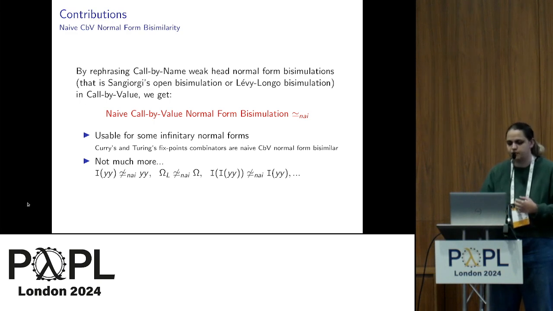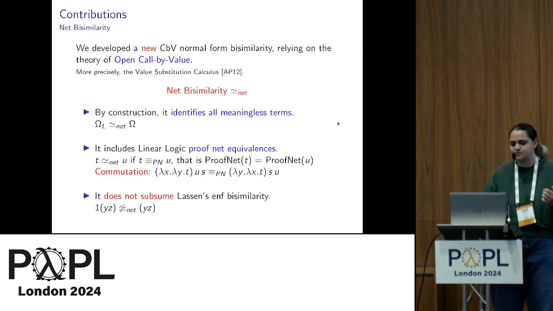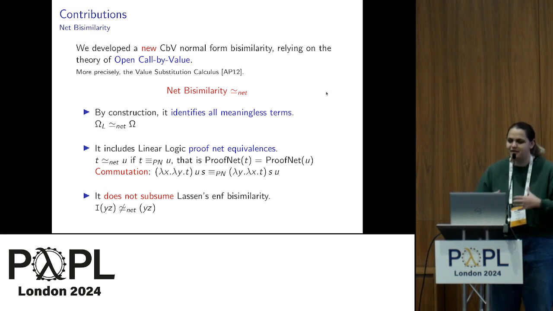You can't do Moggi's identity law. You can't equate meaningless terms because we're still in Plotkin's call by value. Not a lot of things. That's why we move on to net bisimilarity, and now we can use our setting of the open call by value. So we use the value substitution calculus, as I've told you about before. And because we use this new setting, it will identify all meaningless terms, because by construction, now omega L is not a normal form, it's divergent.